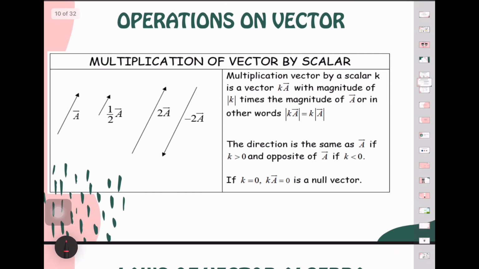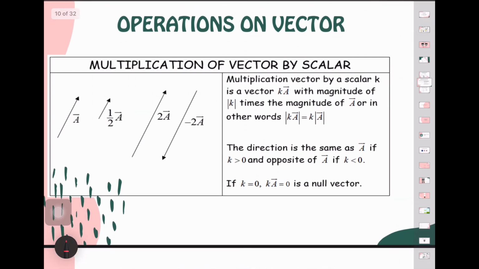And then we have one more, which is the multiplication of vector by scalar. So you can multiply your vector by any scalar. For example, if you have a vector A here, if you multiply your vector A with the scalar half, it means that the length of the vector A will be half of the original one. So the length of the vector A will be half from the original vector.